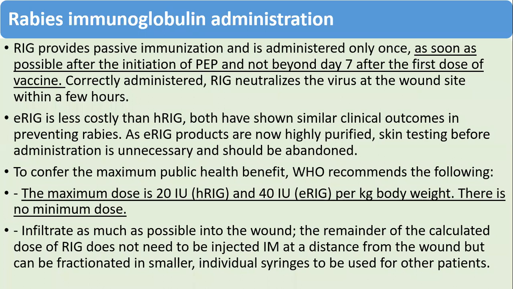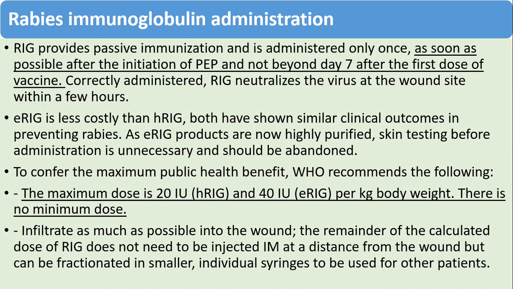Rabies immunoglobulins are administered as soon as possible after initiation of the post-exposure vaccine and not beyond 7 days after the first dose of the vaccine. There are two types of immunoglobulin, equine type and human type. Both are equally effective, and nowadays even the equine immunoglobulins are highly purified, so there is no chance of any anaphylaxis, and WHO recommends that it is unnecessary to do any skin testing before administration of them.